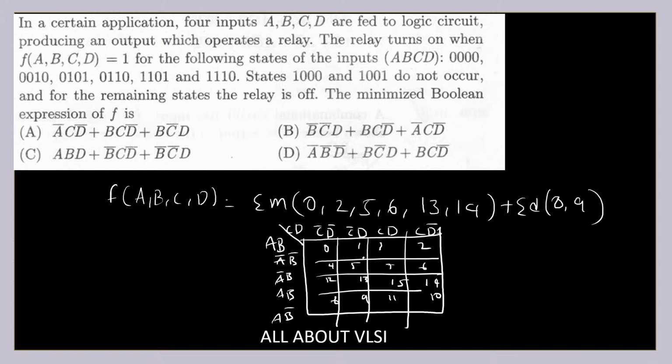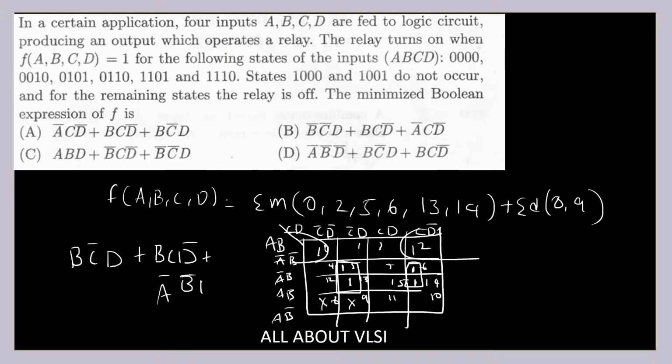So the minterms are 0, 2, 5, 6, 13, 14, and my don't cares are 8 and 9. So I can group these two corners, I can group these two, and I can group these two, so that my final expression will be BC complement D plus BCD complement plus A bar B bar D bar, which is option D. Exactly. So whoever got option D, you're exactly correct.